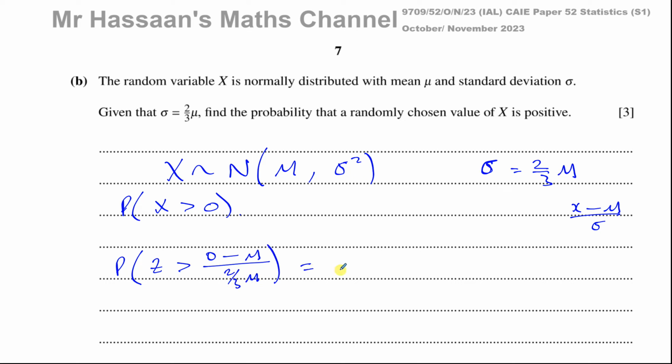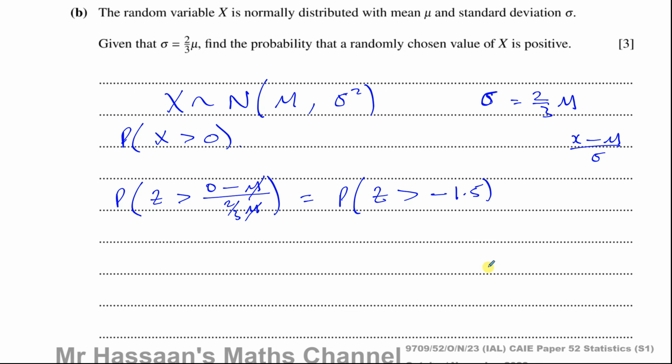Okay. So this is equal to the probability that Z is greater than, that's going to be negative, and you have mu over 2/3 mu, the mu's cancel out. These cancel out, and that 0 is just 0 anyway. And so you have 1 over 2/3, the reciprocal of 2/3 is 3 over 2, which is 1.5. So you have the probability that Z is greater than minus 1.5.